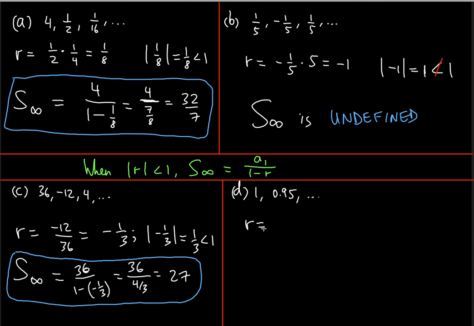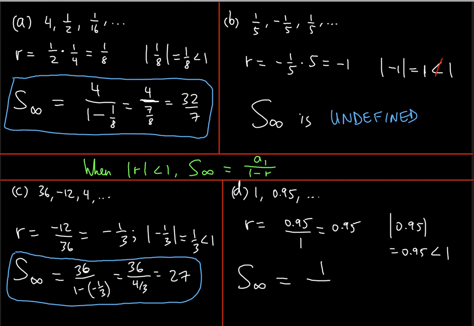Now finally here, 0.95 divided by 1 is 0.95. And as you can see, 0.95 inside the absolute value bars is equal to 0.95. And that's indeed less than 1, barely less than 1, but still less than 1. So we can find the sum of all terms, infinitely many terms, is defined.